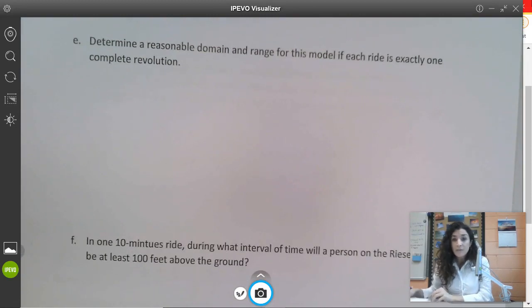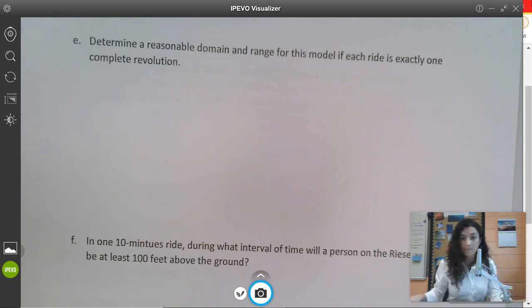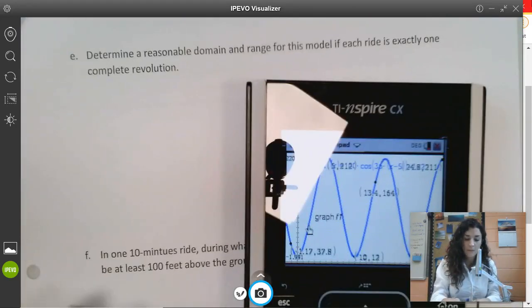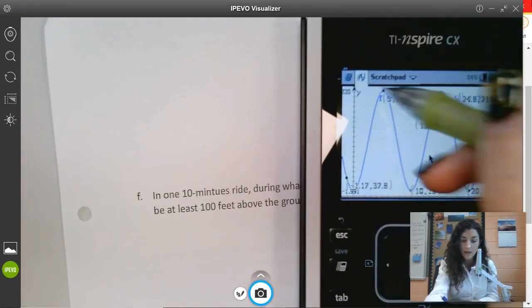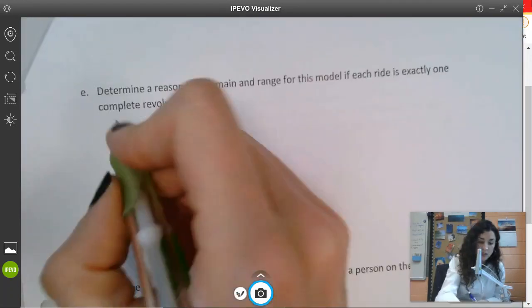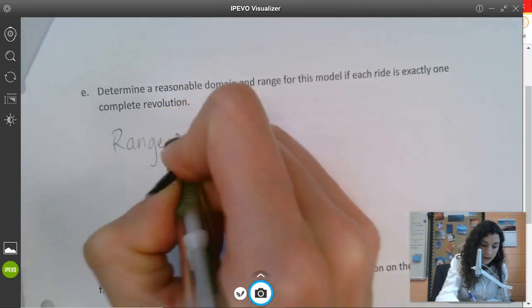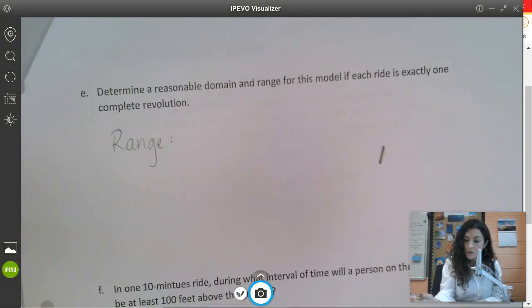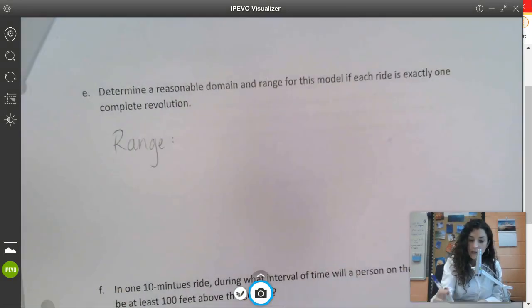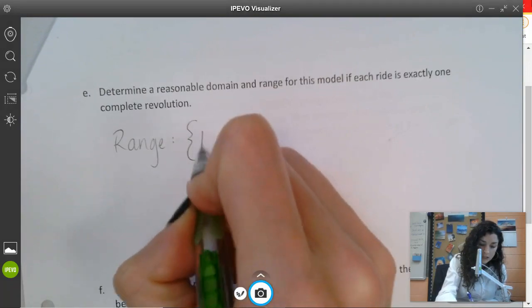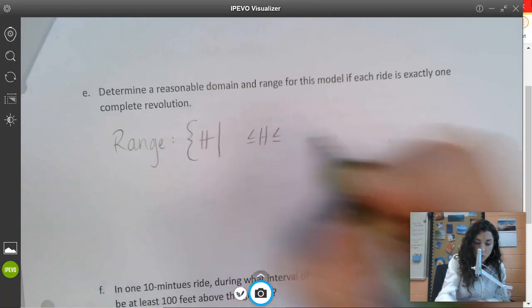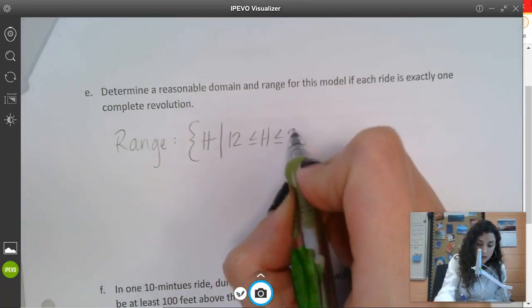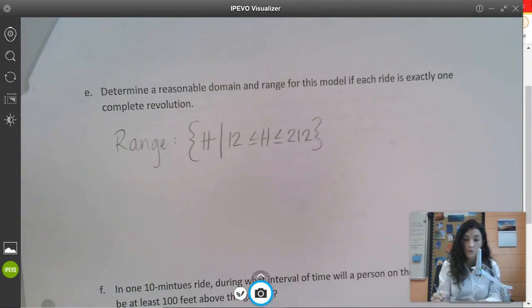Okay, determine a reasonable domain and range for this function. So we need to keep in mind, first of all, our range is pretty easy, right? We know that we're between 12 and 212. We've already talked about that. So let's do range just right away. Range is, and you need to remember to include the variable that you're using to represent your output, which in this case is h, such that h lives between 12 and 212. So that's our reasonable range.